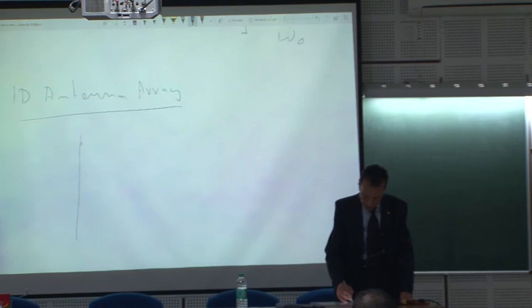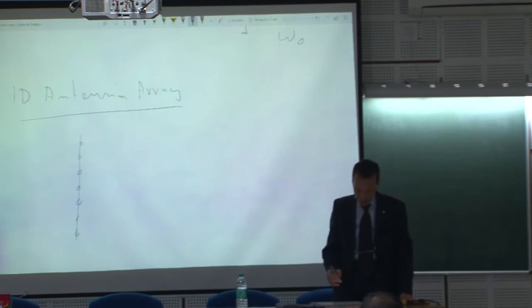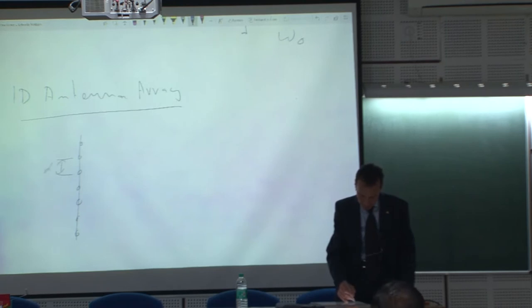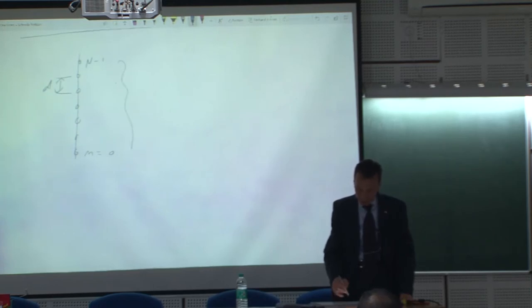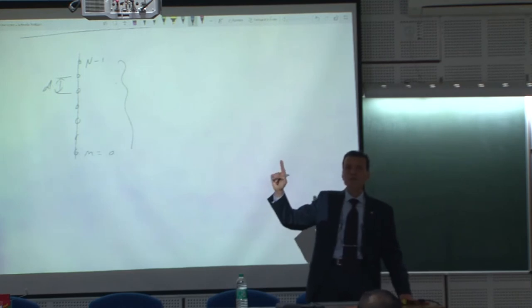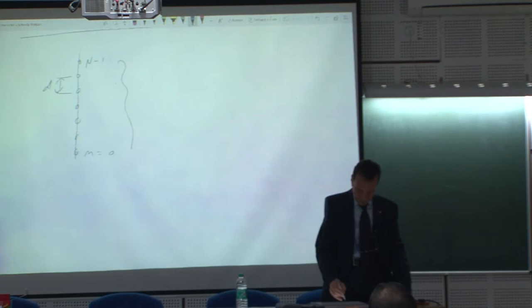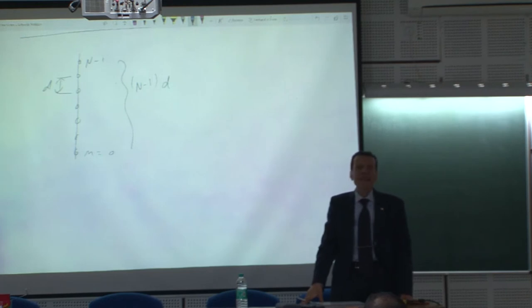If you have an antenna array, a one-dimensional antenna array, let us say I order my antennas, whether they are receiving or transmitting antennas, along a line. Okay, this distance d, and I have here n equals 0 to n minus 1. I have an n element array. The length of the array itself, which corresponds, we will see now, to the bandwidth in the penetration imaging, is n minus 1 times d, or something like n times d.